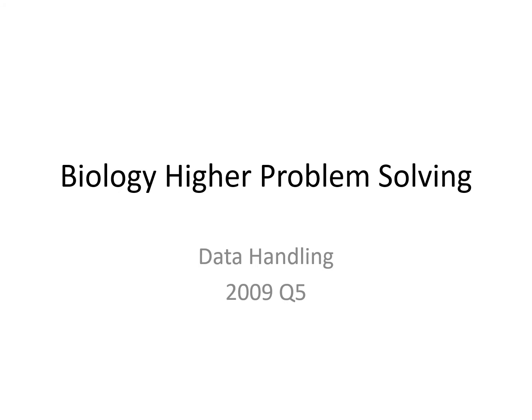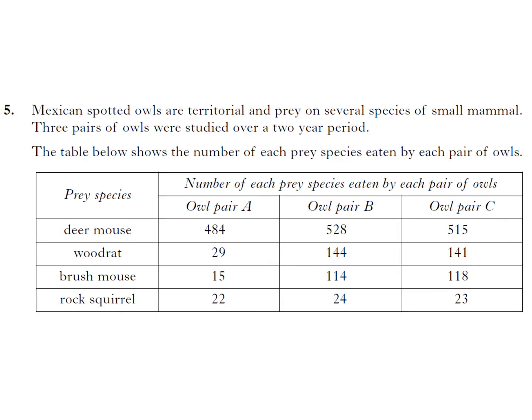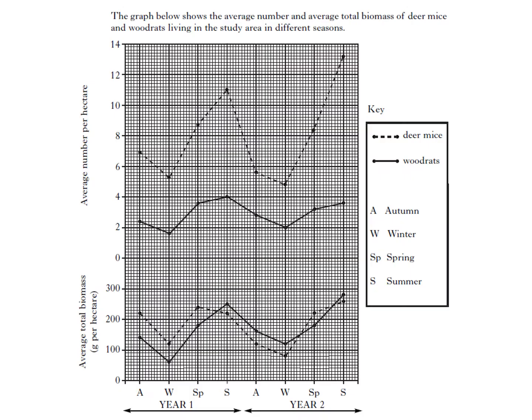Hi folks, so data handling question from the 2009 paper, question 5. Right, we are looking this time at owls. You're told they're territorial and they prey on several species of small mammal. And you're looking at 3 pairs of owls over a 2-year period. So it's not actually a lot of context, you're literally given just 2 lines. But you have 3 owl pairs and what they all eat.